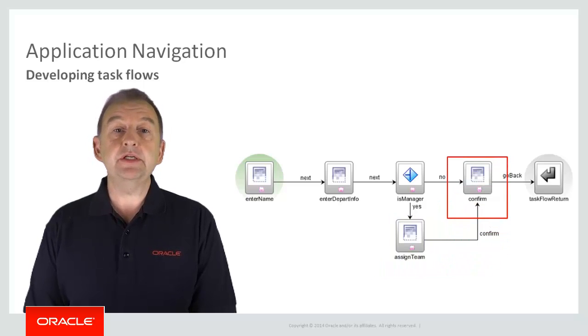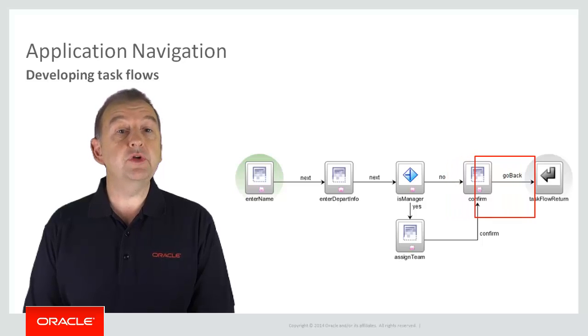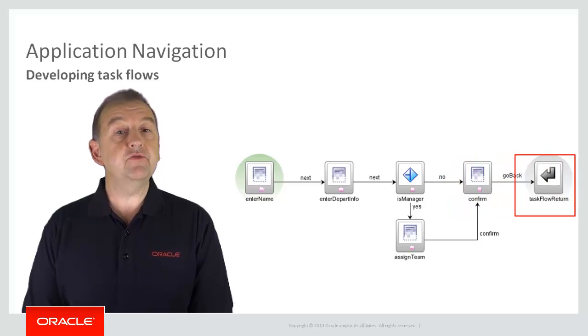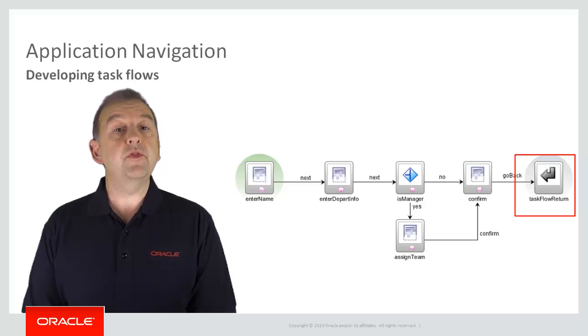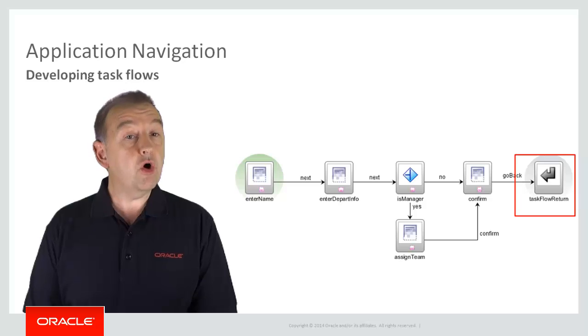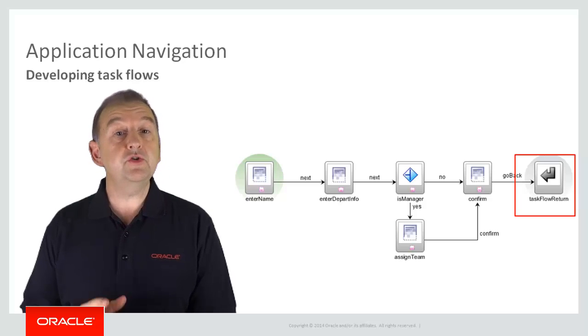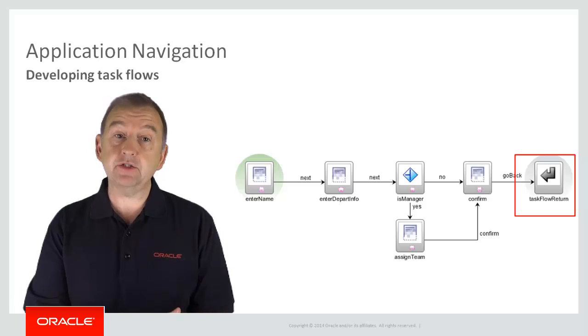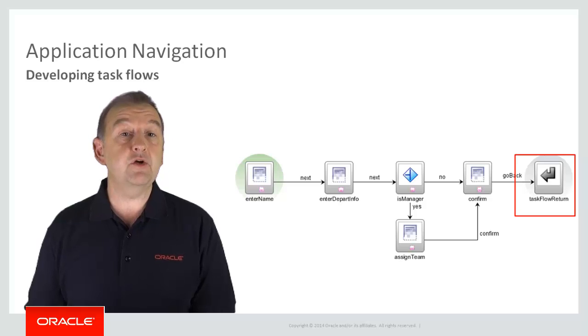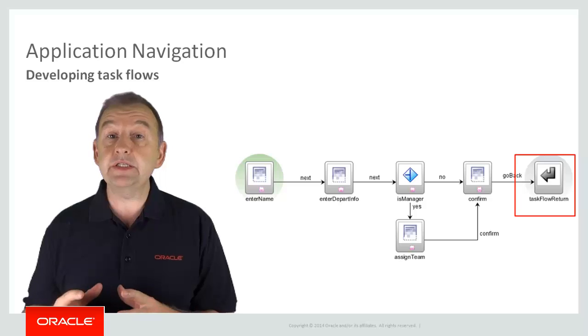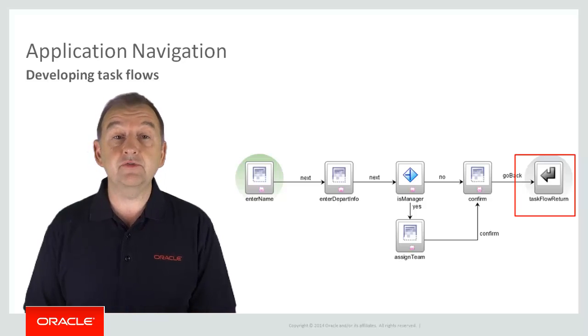The final element is something called a task flow return. You can have many different returns in a called task flow. Basically what this does is it tells the calling task flow which control flow case to follow when control has been passed back to it. And this is really useful because the calling task flow is directed on its next course of action based on what happened inside this called task flow.